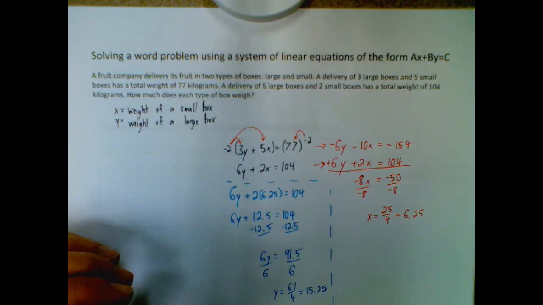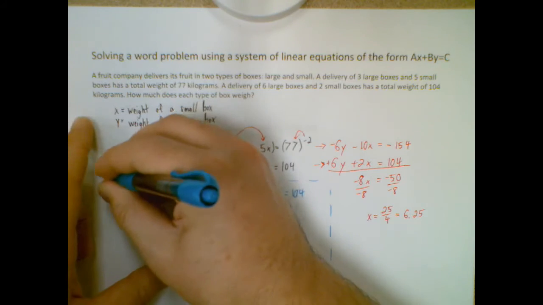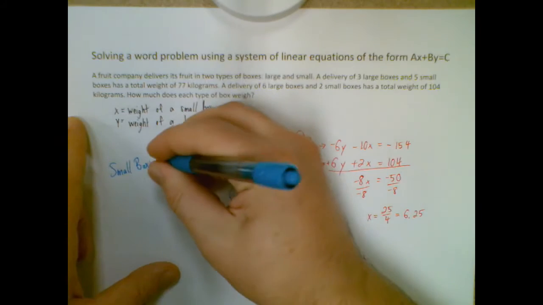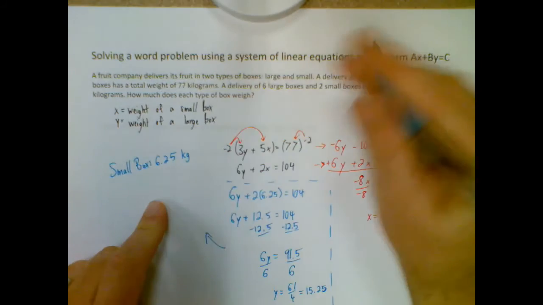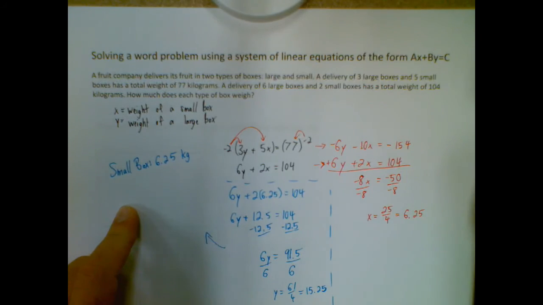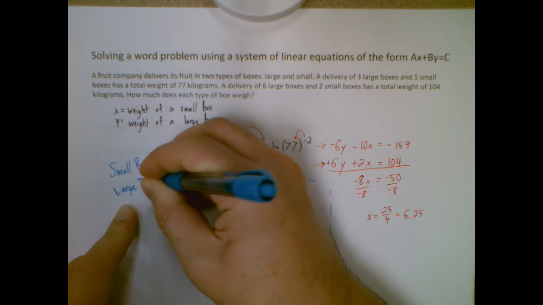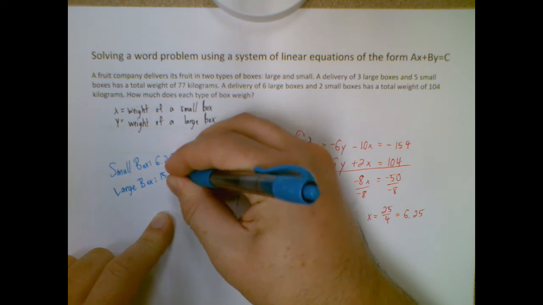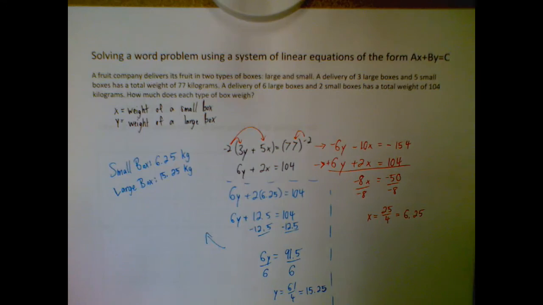So then to give my final answer, I'm going to come over here and interpret them. So a small box is my x, so it would be 6.25 kilograms. Make sure we're careful with our units here. Don't write pounds or something. And then the large box is going to be our y, which is 15.25 kilograms.